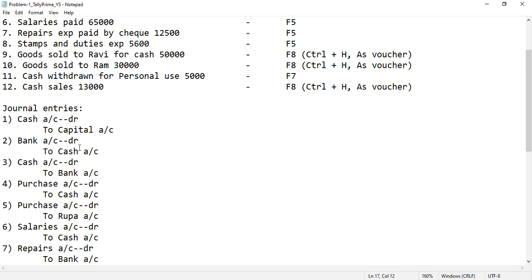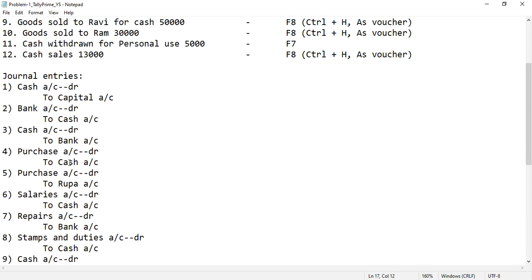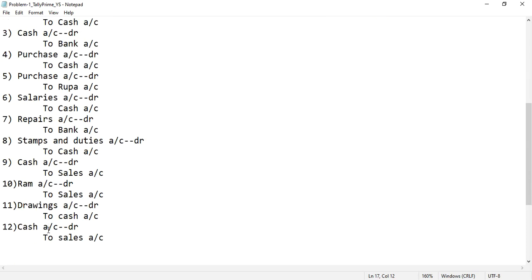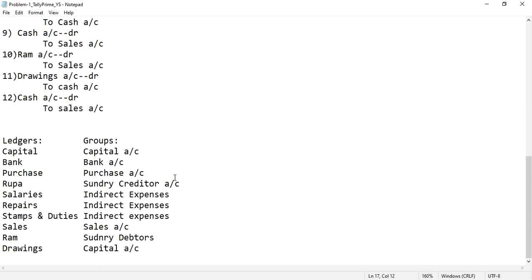Same like that, for each and every transaction there will be two ledgers: bank, cash, bank, purchases, and so on. From the software point of view, before making the journal entries, we need to create the required ledgers. One thing you can remember: by default in the Tally software, the cash ledger and the profit and loss account are available. So we no need to create the cash ledger.